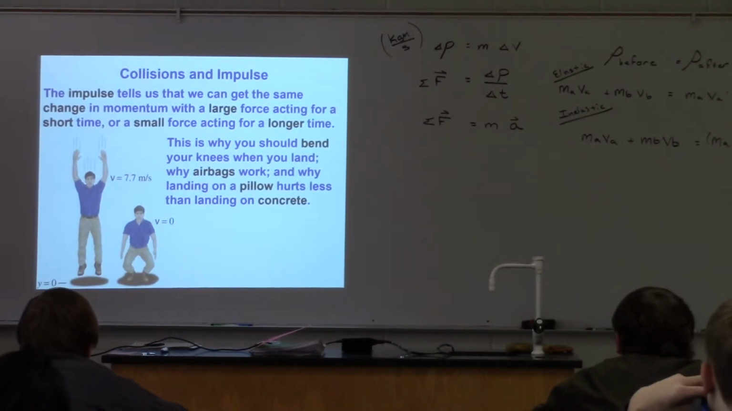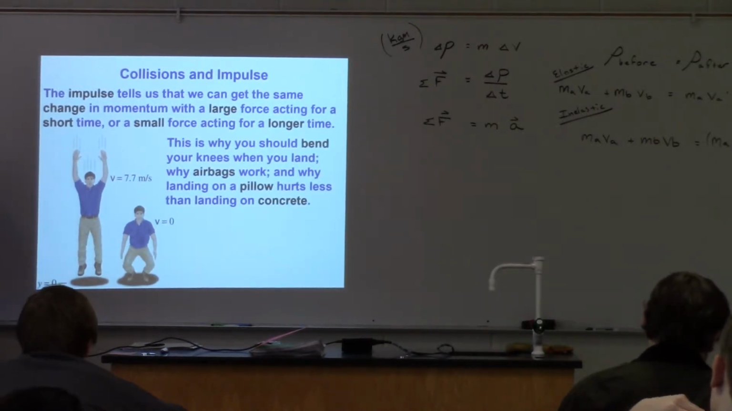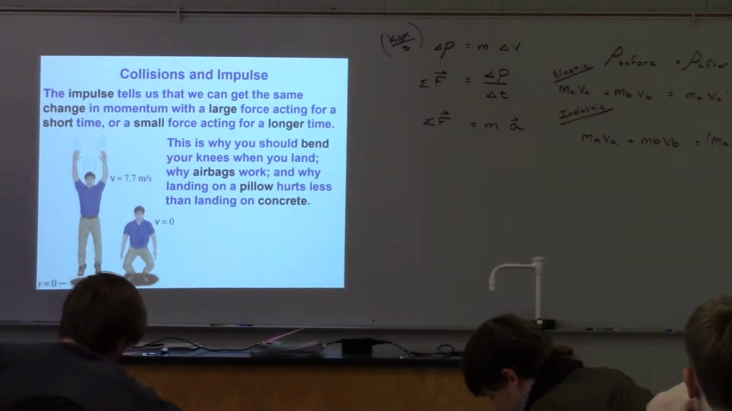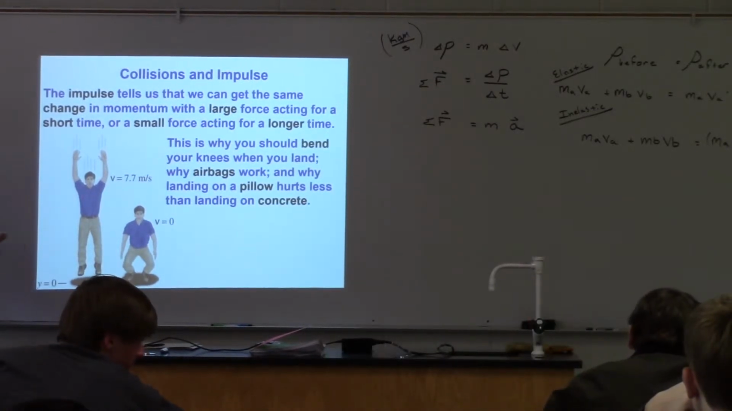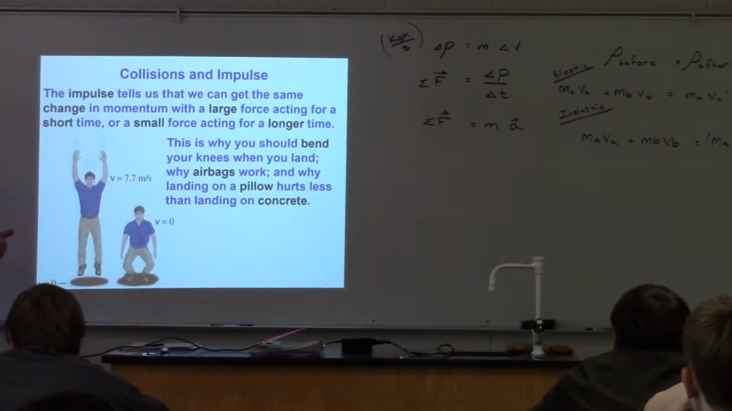Collisions and impulse. Impulse tells us we get the same change of momentum, whether you have a large force acting over a short period of time or a little force acting over a large period of time. And also, when you have a collision, the impulse on each object is the same. Just like Newton's third law, for every force there is an equal and opposite force, and also the two objects have to be in contact for the same period of time. Therefore, the impulse of A equals the impulse of B. The only difference is the change of direction. One's in the positive, one's in the negative.